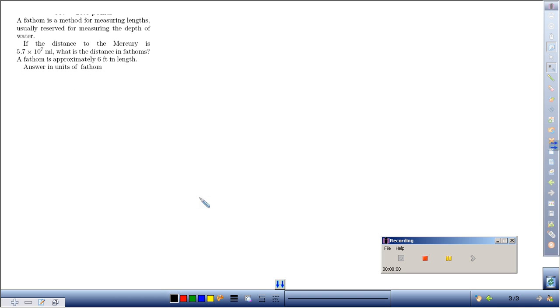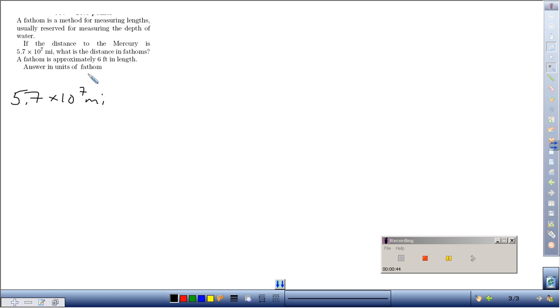As is the case with any conversion problem, I want to start with the units that I know, start with what's given. And they tell me that the distance to Mercury is 5.7 times 10 to the 7th miles. So I'm going to write that down, 5.7 times 10 to the 7th miles. Now, in order to get rid of miles and get to fathoms, I have to find a chain of conversions that will get me there.